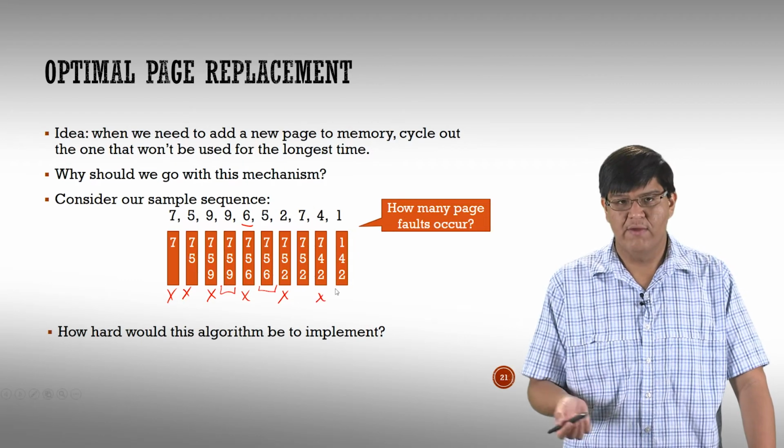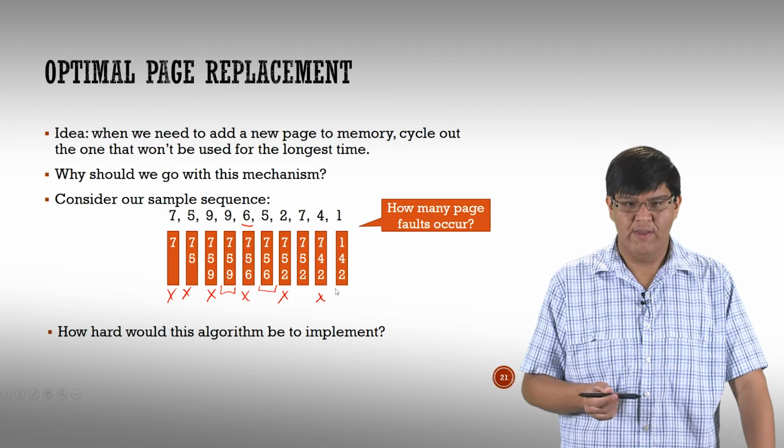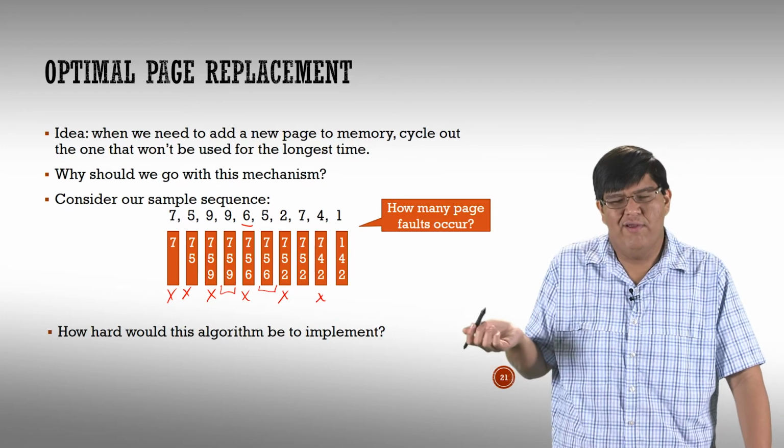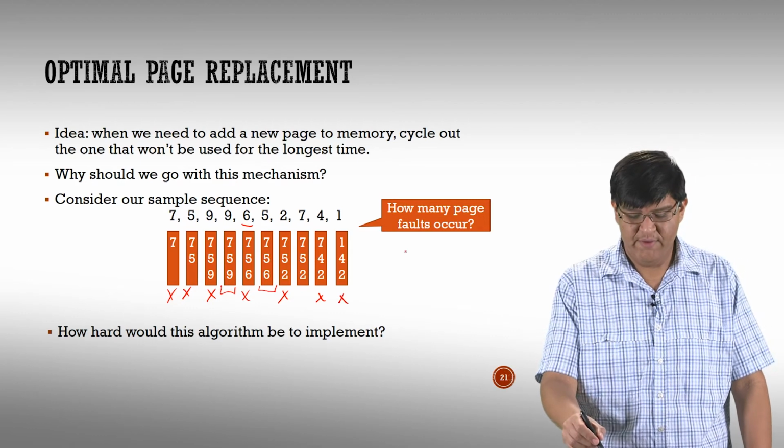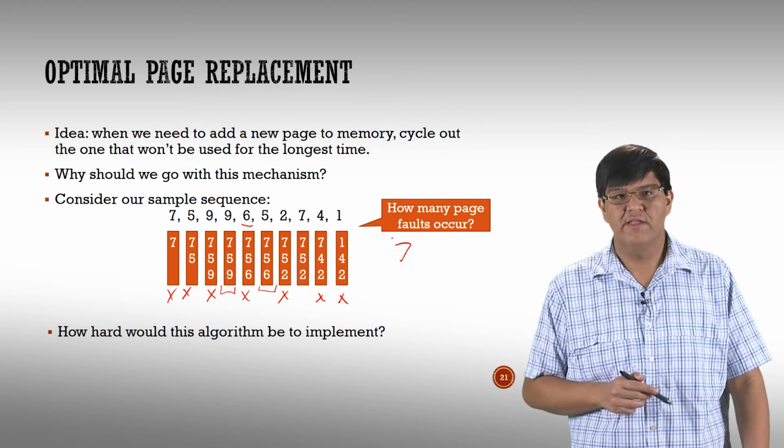Then I get 1, same thing. I have to choose from those 3. Pick out 1, but there's nothing else in the future, so I can't really do anything. So there's another page fault over there. So yeah, we end up with a total of 7 page faults. So that's the basic idea of the algorithm.